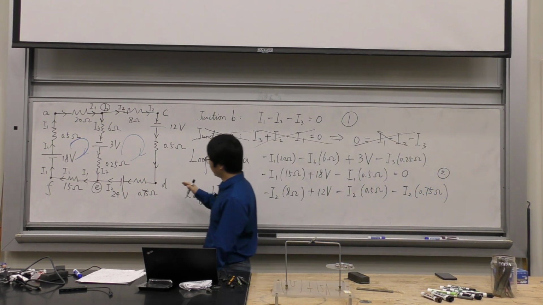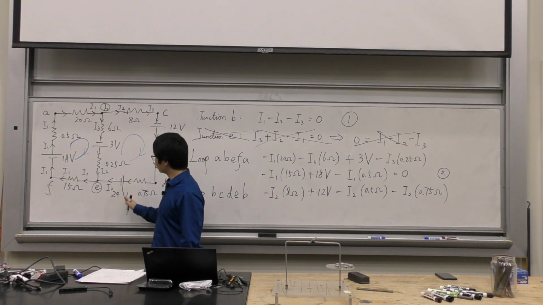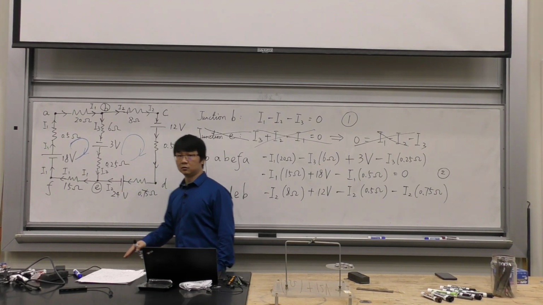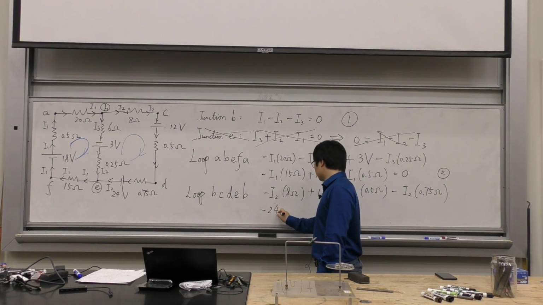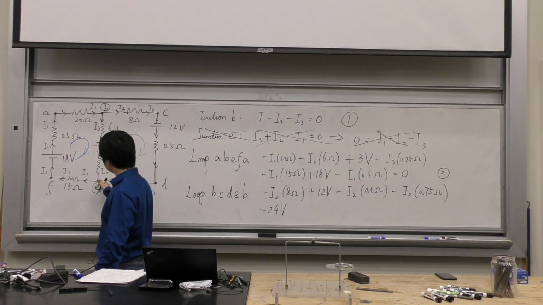Keep walking. Now I see a battery. Okay, forget about this current. I'm going from positive terminal to negative terminal. I'm going downhill. When I cross this battery, that's going to be negative 24 volts. Okay, now keep walking. Now I'm going to go up, right?